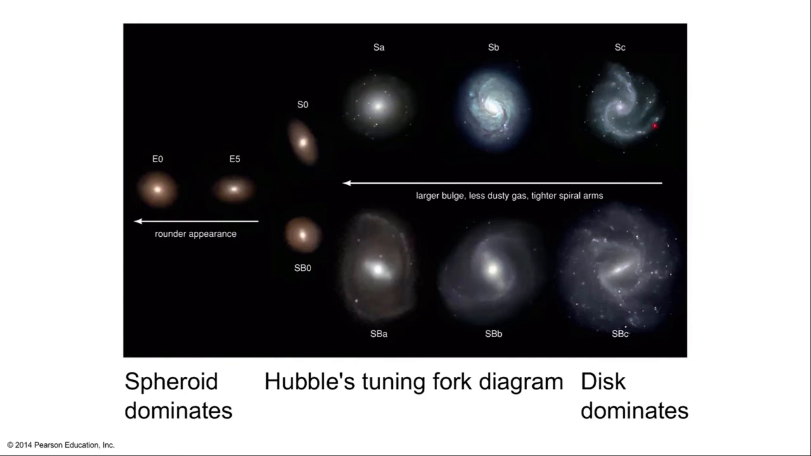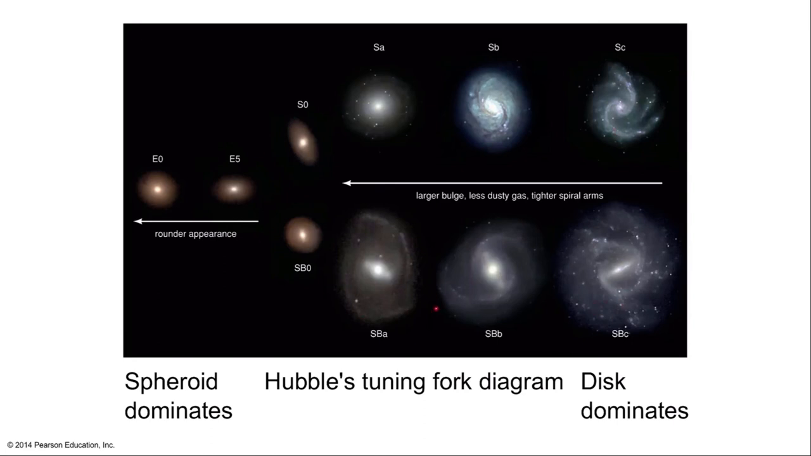The spiral galaxies form the arms of the tuning fork, both the galaxies that have bars on the bottom and the galaxies that don't have bars on the top. And we even have broken them up now into the SA through SB through SC galaxies, the SA galaxies being those spiral galaxies that have the tightest spiral arms and the largest central bulges, the SC galaxies being the least tightly wound and the smallest central bulges.